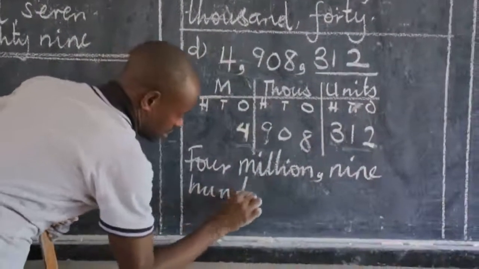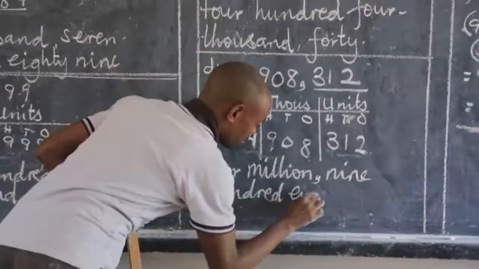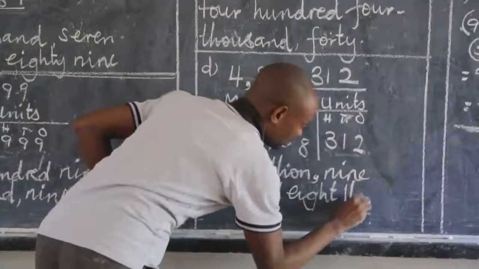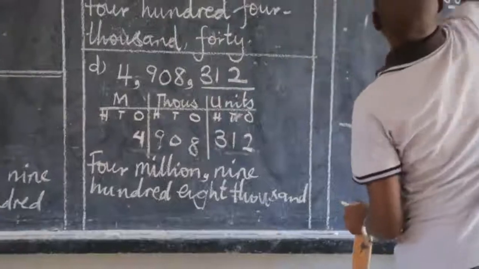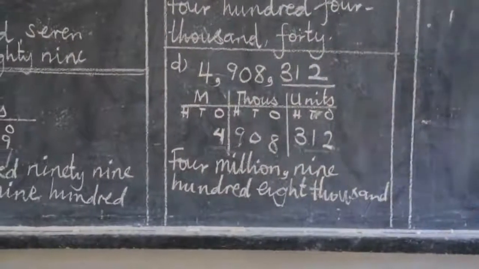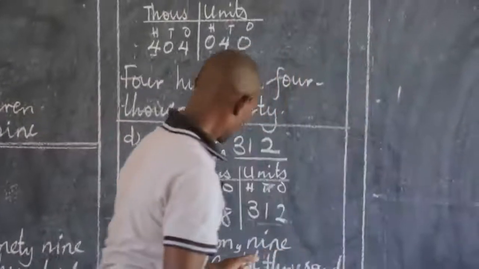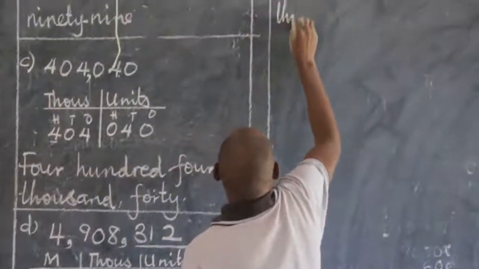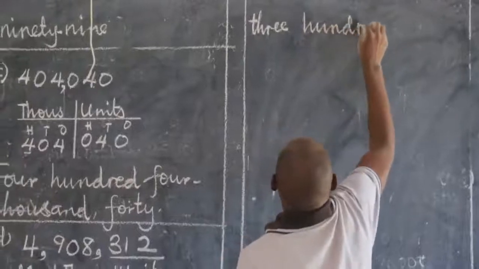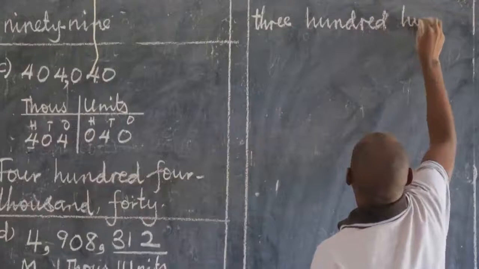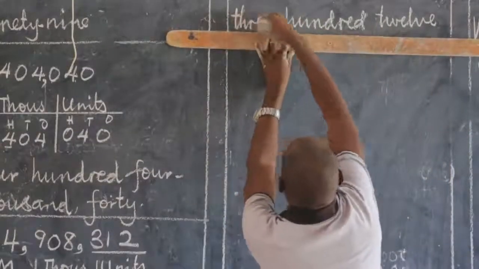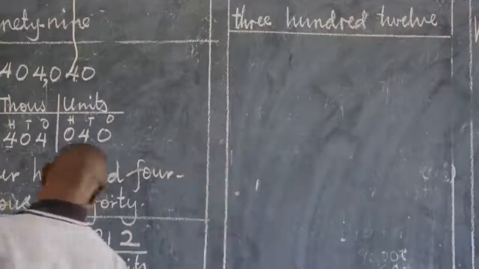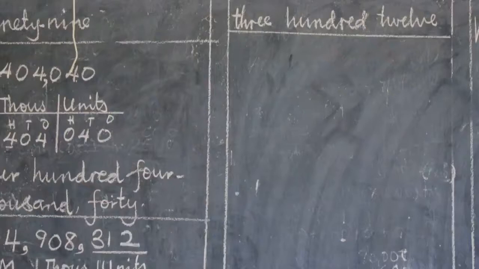4,900,000. Then 8, then before you go away, 1,000, then 300. Then 12. See? So the whole number becomes 4,908,312. That one will be our answer.